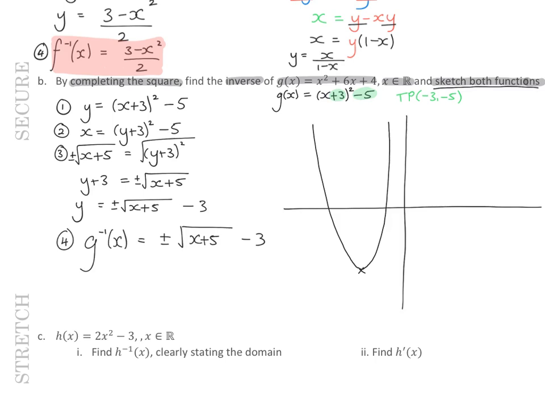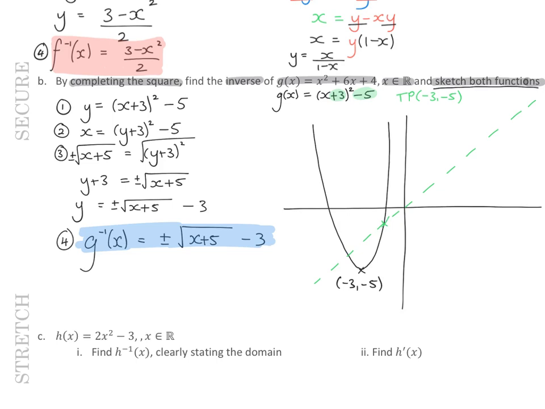Now, it's asking us to sketch both functions. Now, I could sketch this as a function in its own right, or I could sketch it as the inverse of g of x. Now, the inverse means a reflection in the line y equals x. Now, y equals x goes like this. So what we're actually doing is sketching a reflection in that line.